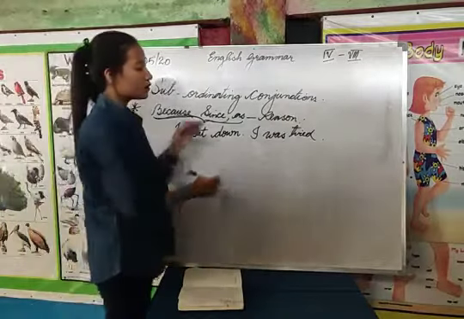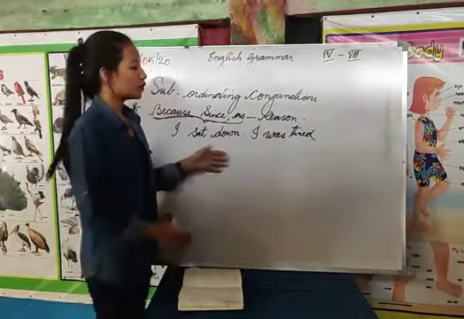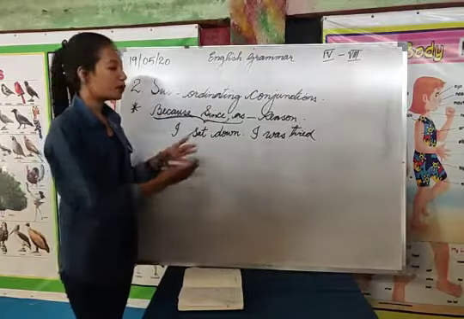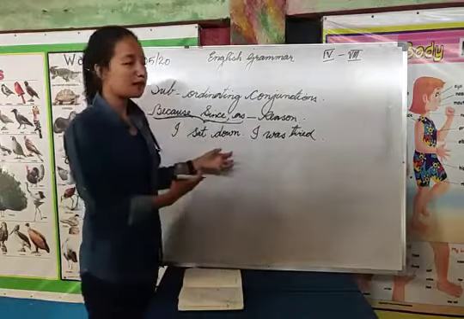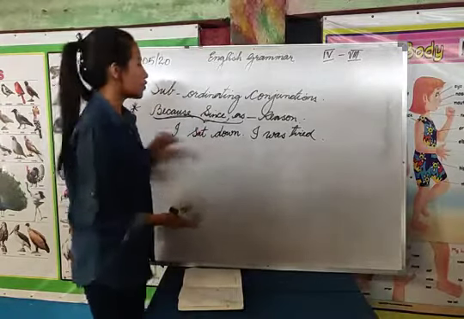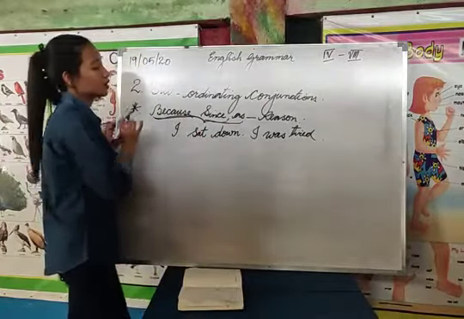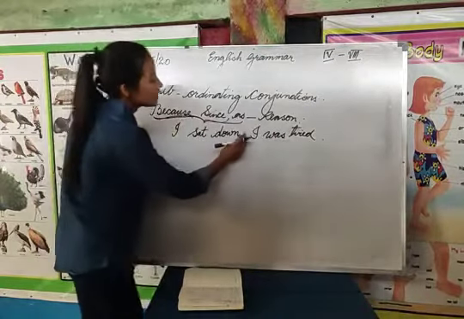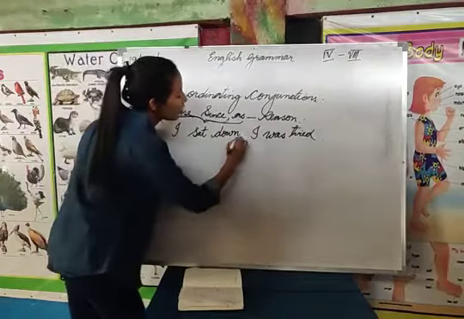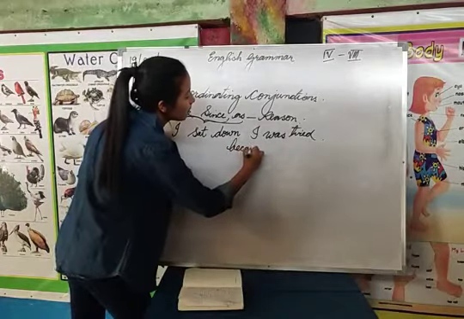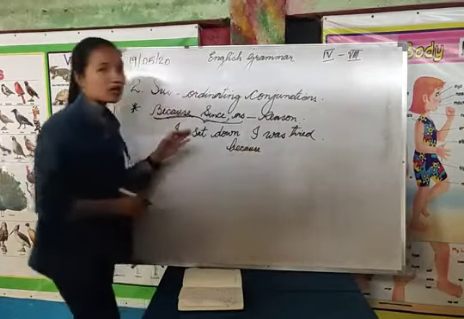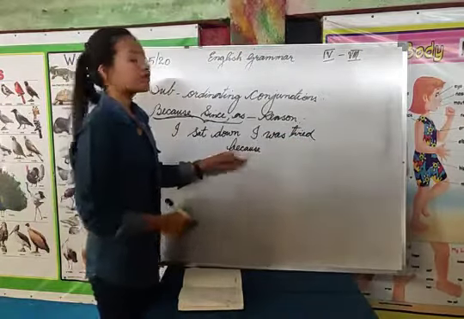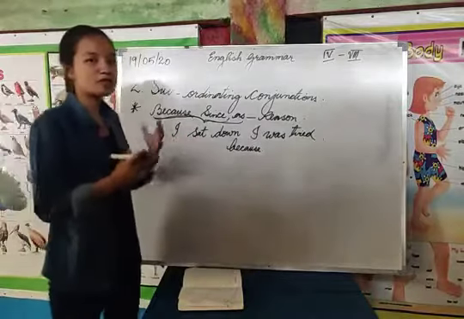I sat down, full stop, I was tired. You can just know that this sentence is incomplete. We know that it is trying to say something, but it does not make complete sense. So we have to use a conjunction to make these two different sentences meaningful. So now, instead of this full stop, if I use because over here, it would be a complete sentence. I sat down because I was tired. It tells you the reason why I was sitting down.